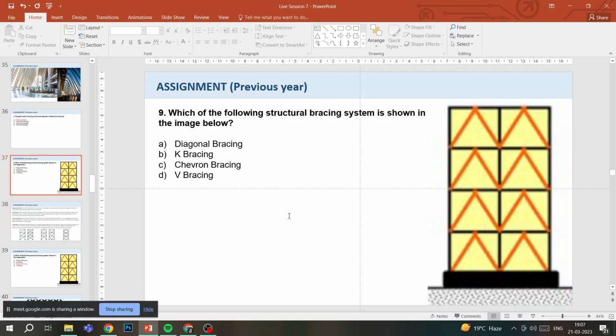So we will go back to our image, and you can see that this is not a diagonal bracing because it is not connecting the edges. It is not a K bracing because the braces are not emerging from the center of the column. So this is either chevron or V because of the pattern, and as you can see it's an inverted V. So our answer would be chevron bracing.